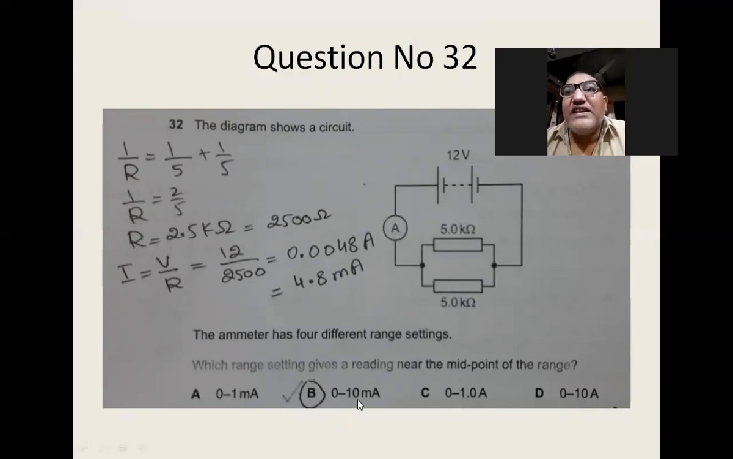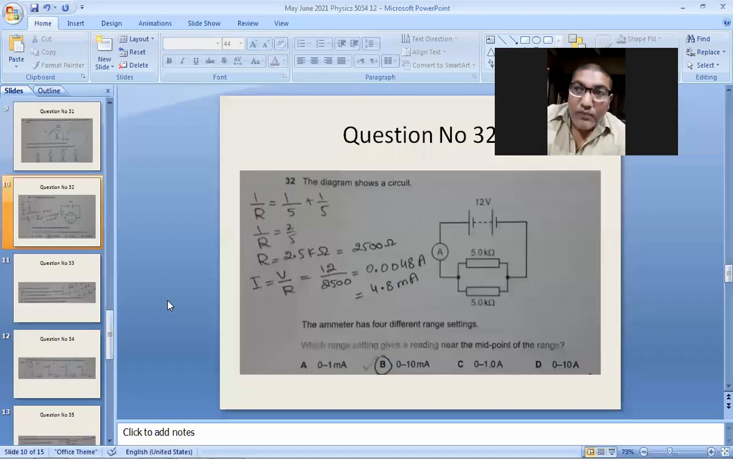So which of these ranges will have this reading near the midpoint? The question is, this should be half of the range. So I think this has a range of 0 to 10 milliampere. So half of this will be 5. So yeah, B is the correct answer. B is the right option, sir. Question number 32, B. Hopefully you understand this. B is the right option.